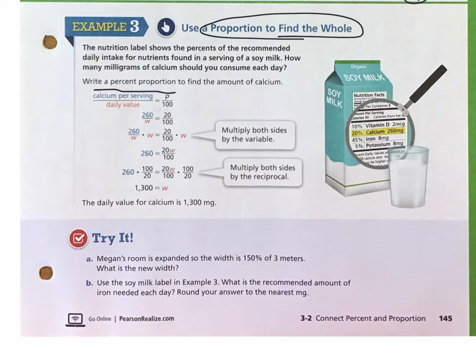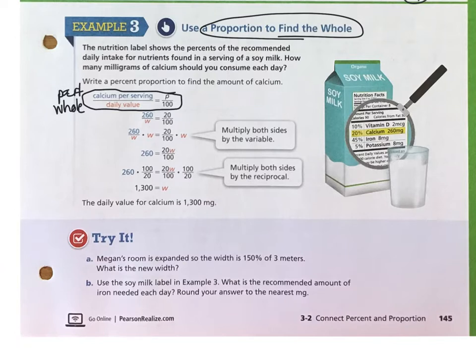So here's that percent proportion written out in words to tell you where your part and your whole values are. So the calcium per serving is the part. That's the piece that tells us how much is in the soy milk currently. The daily value is how much we need. That's the whole amount. So we have the part that we have in the soy milk, and then we have the whole, which is what our body needs for the entire day.